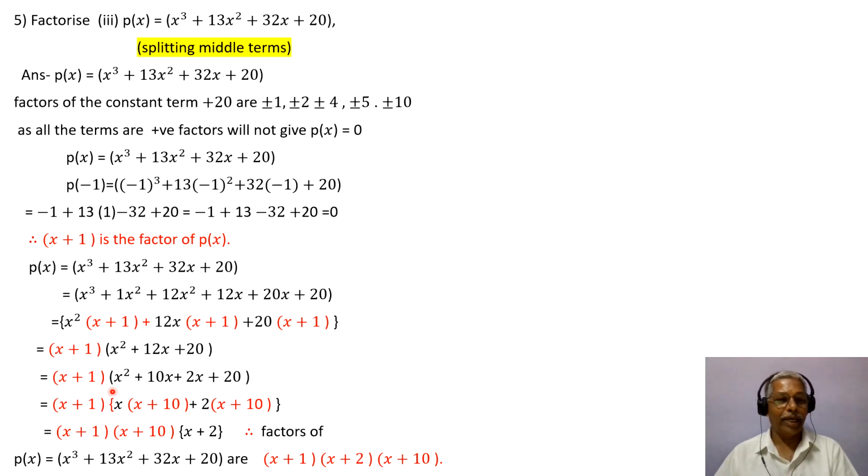So now copying this as it is and taking x common, x plus 10, and 2 common, so x plus 10, and taking x plus 10 common, we get x plus 1 as it is, into another bracket x plus 10 and x plus 2 remains in the bracket. So the factors of this polynomial are x plus 1, x plus 2, and x plus 10.